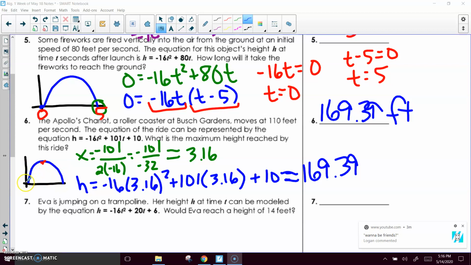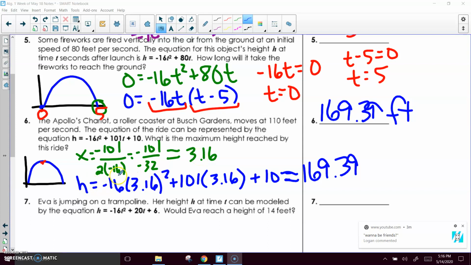The roller coaster will start at 0, 0. The graph of the ride would look like this. What is the maximum height? So the maximum height is my vertex. To find the vertex, I first have to find the x value of my vertex. So my negative b over 2a, rounding that to the nearest hundredth, I get 3.16.